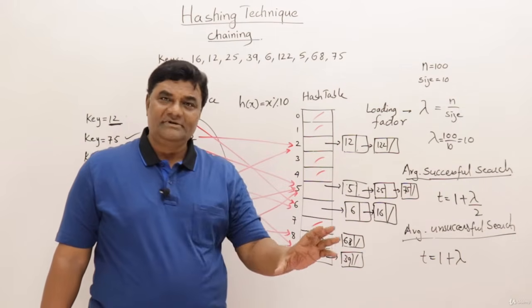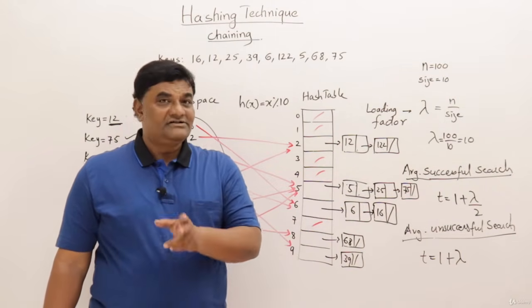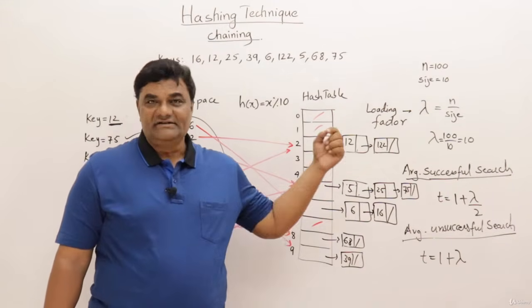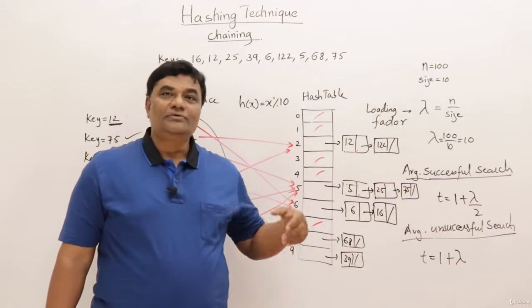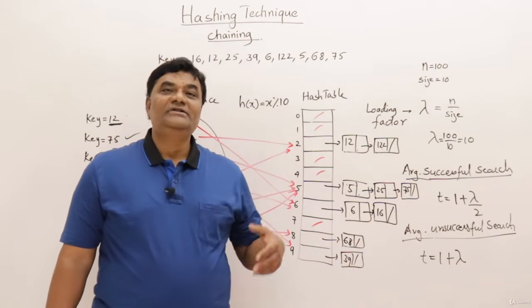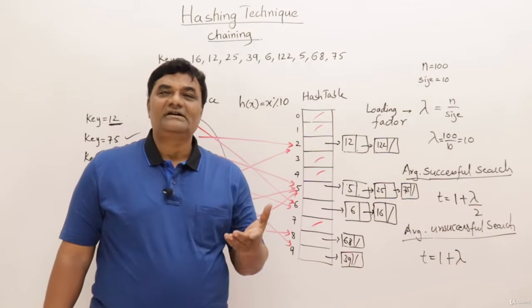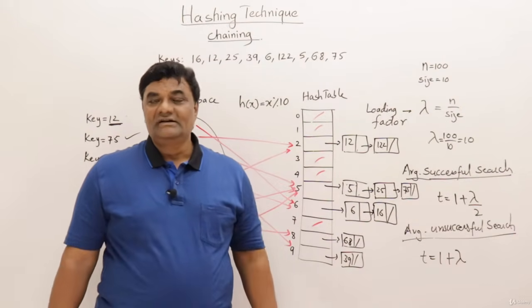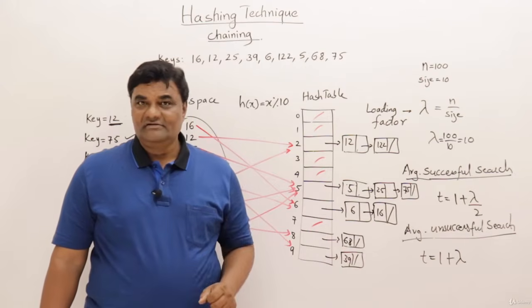So the procedure is simple. For insert, search and delete, for all of them the procedure is simple. Insertion time, you insert in a linked list. Search time, you search in a linked list. And deletion time, you delete a node from a linked list. So the operations are the same as a linked list. So that's all about the operations in case of chaining.